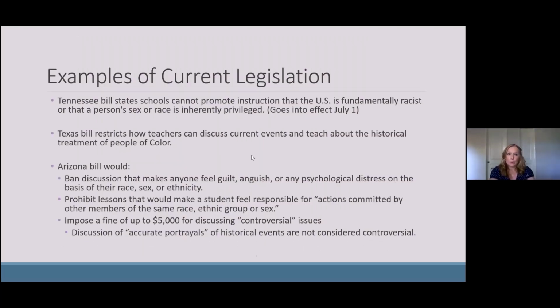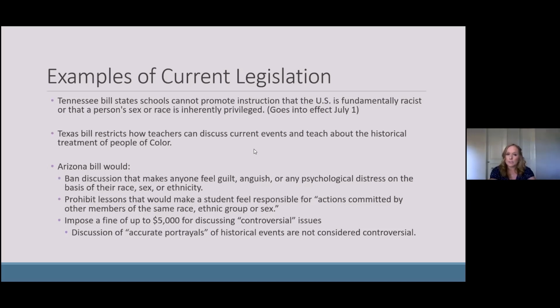And these connect to, for example, the Tennessee bill, which states that schools cannot promote instruction that the US is fundamentally racist or that a person's sex or race is inherently privileged. So it's interesting to me, because the only people who could vote in this country at the beginning were white men who owned land. So when we think about the idea of inherently privileged, would teaching about white men owning land be a violation of the law? So there are words in the legislation that make it very subjective.